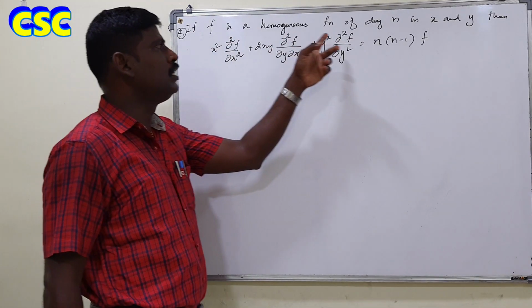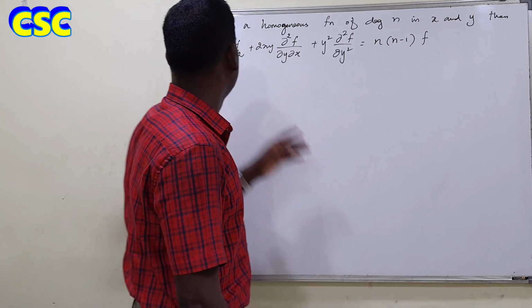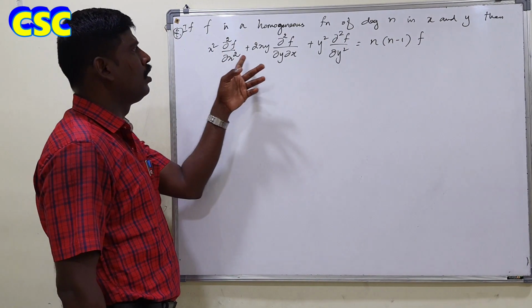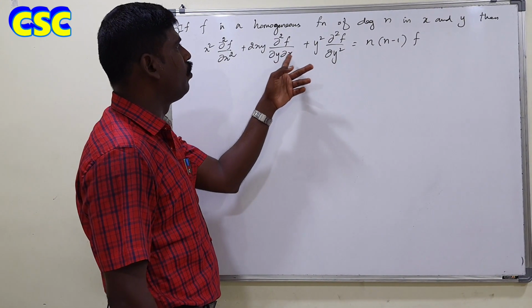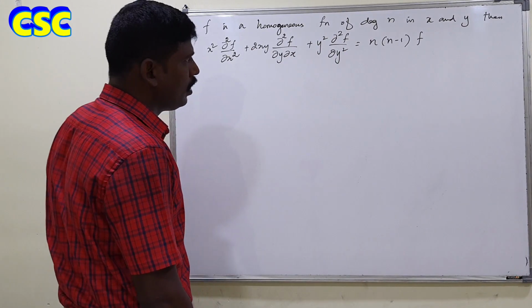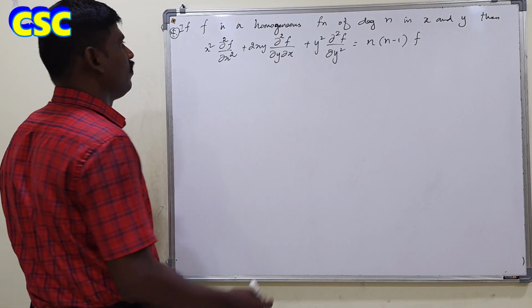If f is a homogeneous function of degree n in x and y, then x square into dou square f by dou x square plus 2xy into dou square f by dou y dou x plus y square into dou square f by dou y square is equal to n into n minus 1 into f. Now I am going to prove this result. Proof.